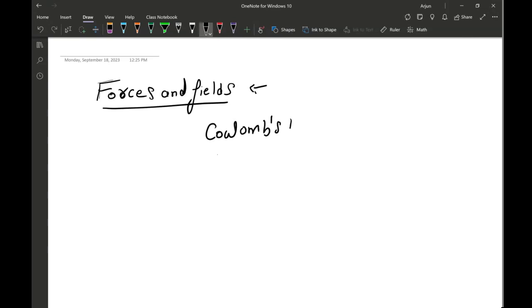Coulomb's law. If I write down the formula for Coulomb's law, the force of electrostatic attraction or repulsion is equal to k m1 m2 divided by r square. That is the formula.